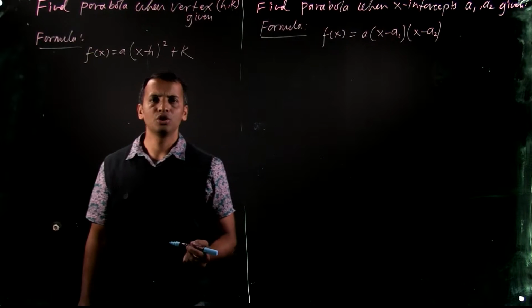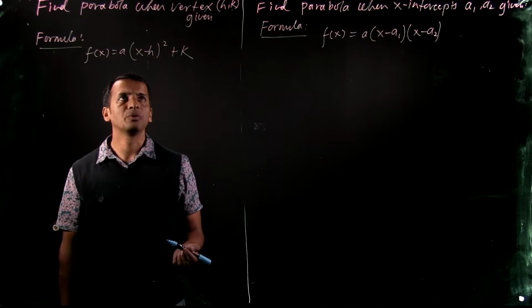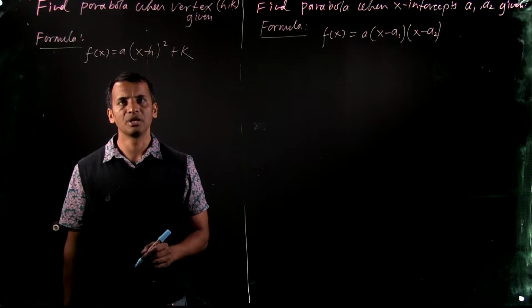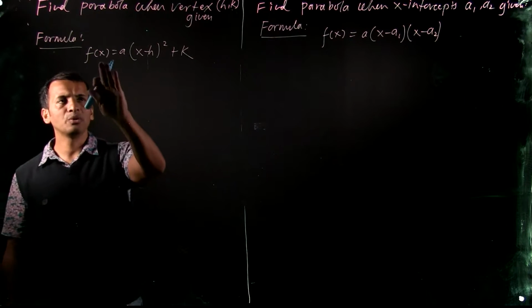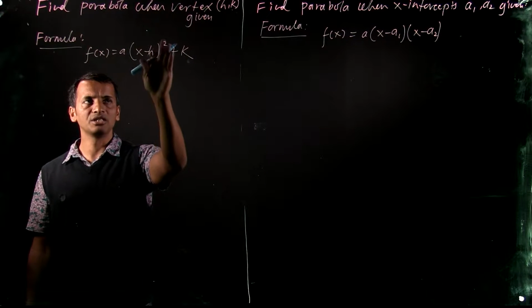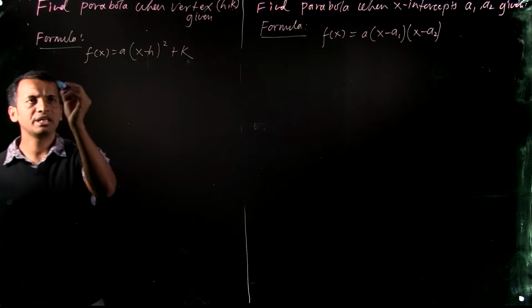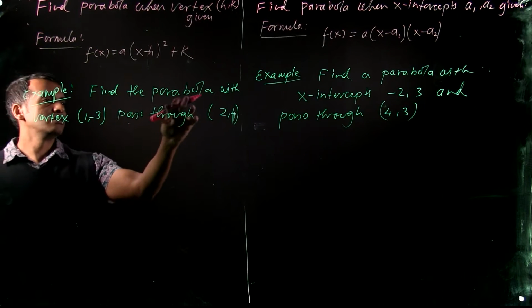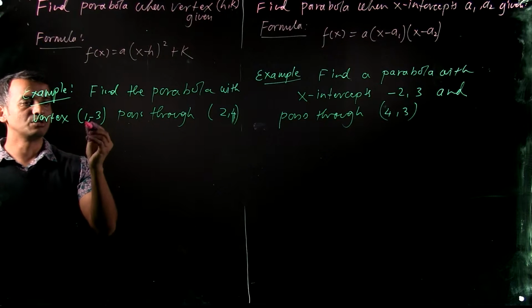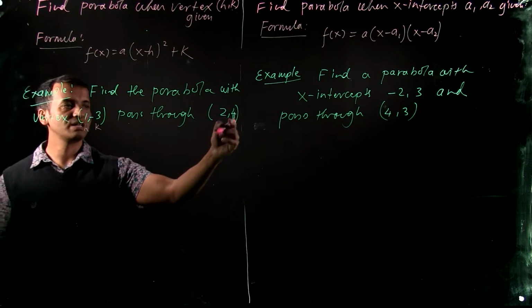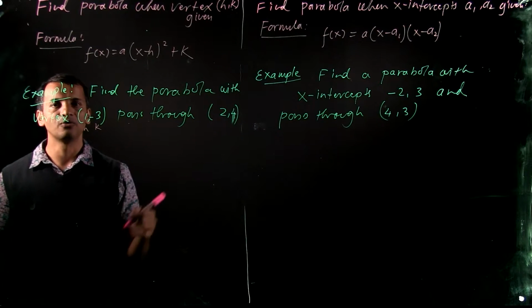In this video, I'm going to show you how to find the parabola when the vertex is given and when the x-intercepts are given. Okay, so the formula when the vertex (h, k) is given is a times (x minus h) squared plus k. So let me take an example. In the first example, the vertex is given as (1, -3). So this is basically h and this is basically k, right? And a point is given as (2, 4).